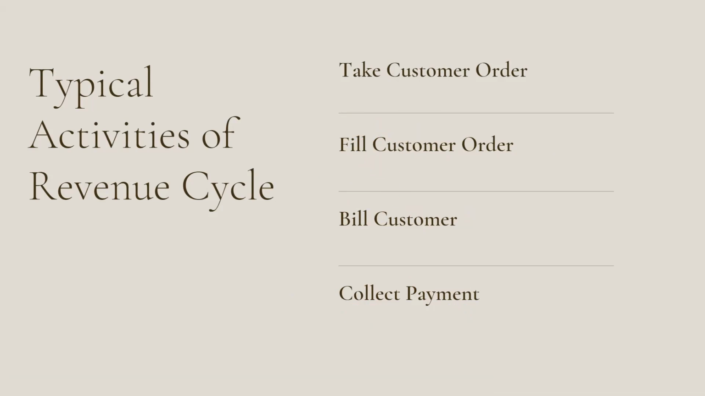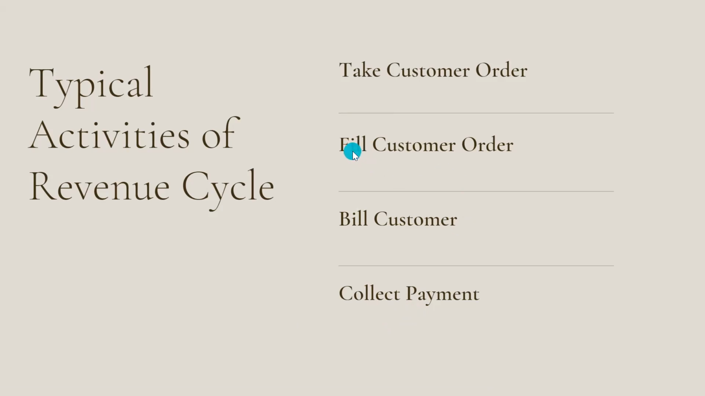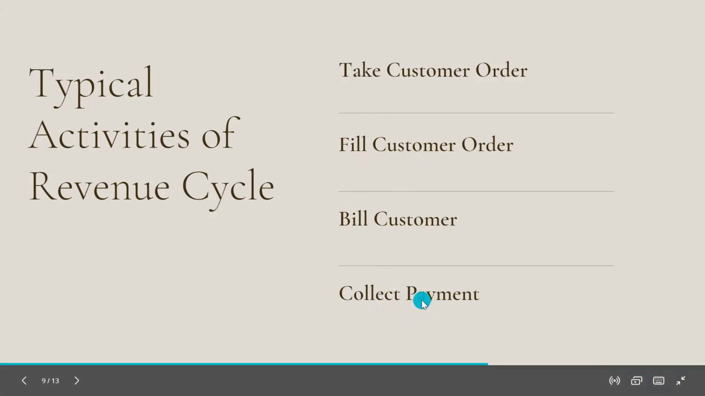Fill customer order, often referred to as sell, and then collect payment or collect cash, often referred to as cash receipt. You fill the customer order with your service, you give the services and goods to the customer, and then you get cash from the customer, because the customer paid for the goods or services that you provide, and you collect payment.